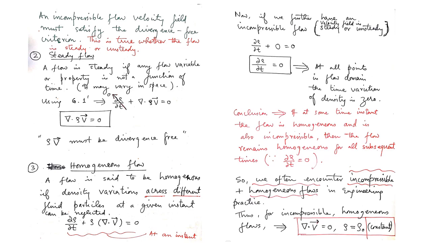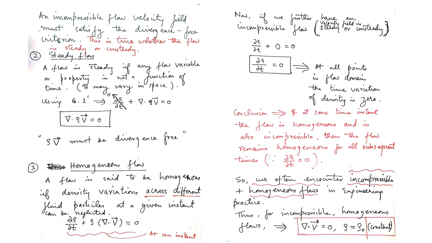So the continuity equation G.1 dash for homogeneous flow looks like this at an instant, of course. Now if we further have an incompressible flow, now this is interesting. Suppose एक flow incompressible भी है और homogeneous भी है. Okay, so velocity field may be steady or unsteady, whatever, दोनों ही cases के लिए मैं बात कर रहा हूँ. So velocity field may be steady or may be unsteady, but I say that the flow is homogeneous at a certain time instant and is also incompressible. Then I can take forward this homogeneous flow continuity, and then divergence of V would be 0 because of the incompressible flow condition.